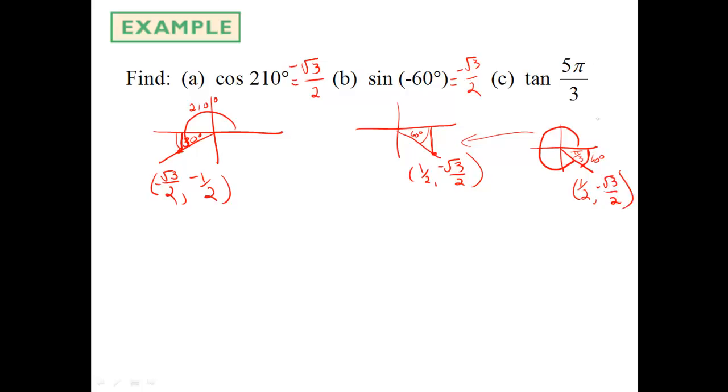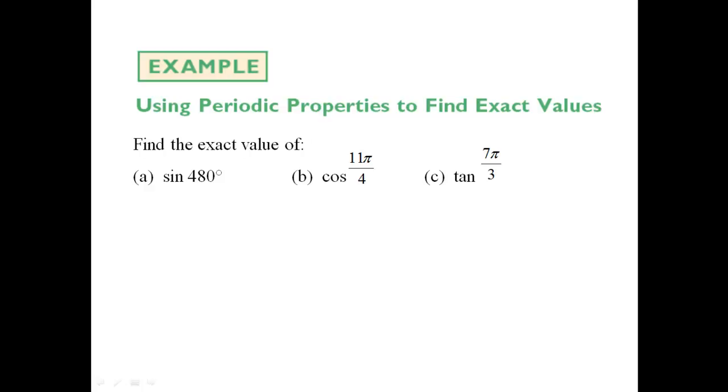Tangent is y over x, so it's negative square root of 3 over 2 over 1/2, which is just the negative square root of 3. So it's going to take some practice, but you need to be able to do all of those multiples of 30, 60, 45 degree angles all the way around the unit circle, and actually all the way, even if it went multiple revolutions around. If you stop at a 30, 45, 60 degree angle somewhere in there, you should be able to do exact values of those.